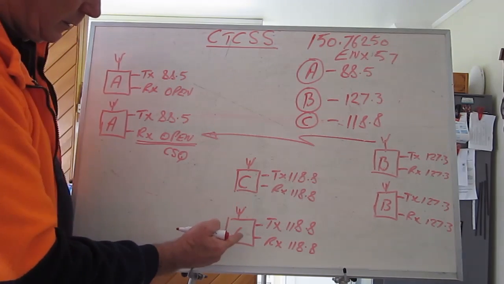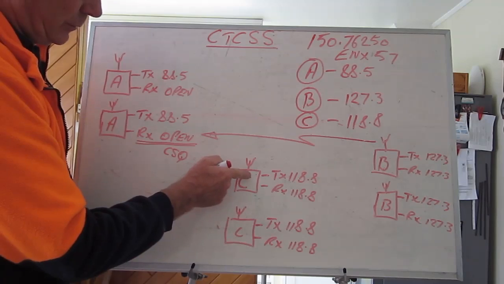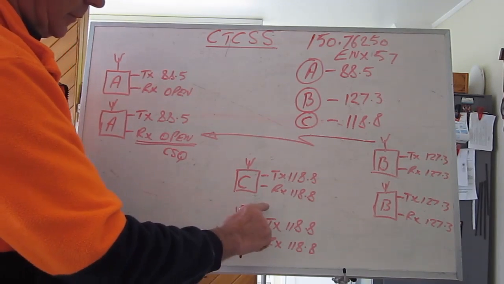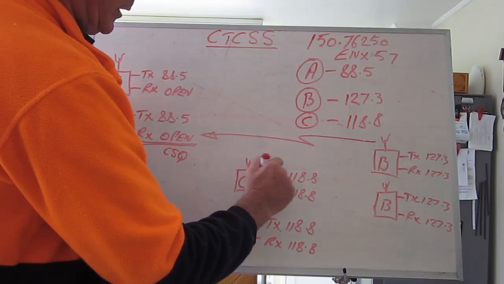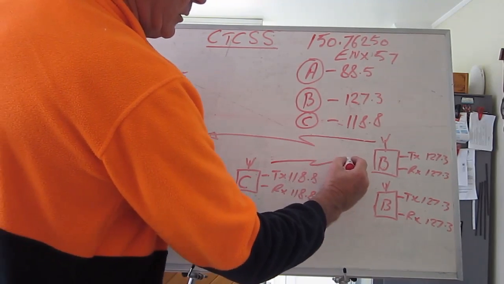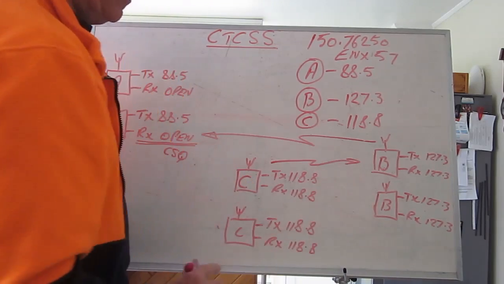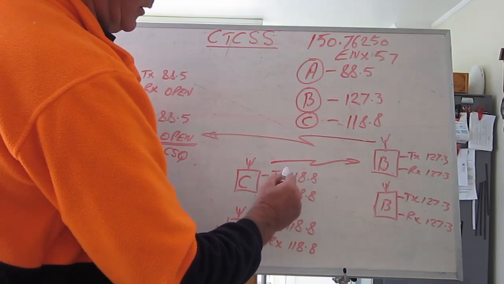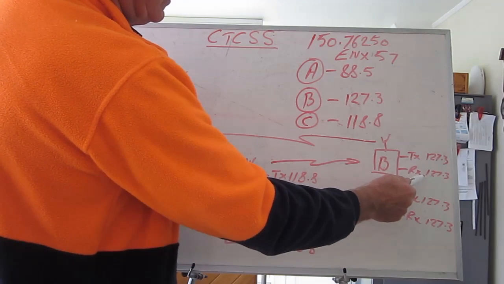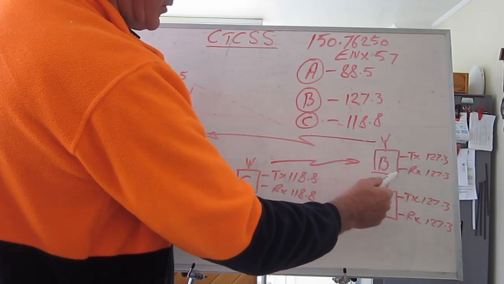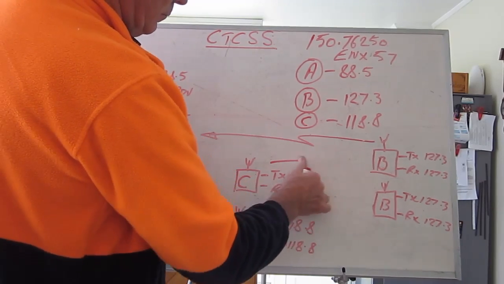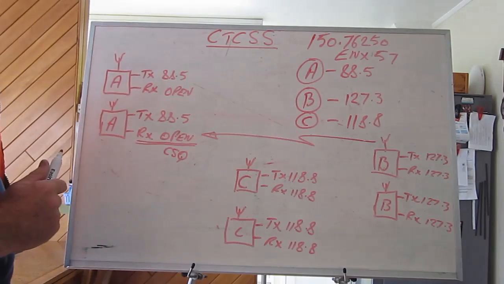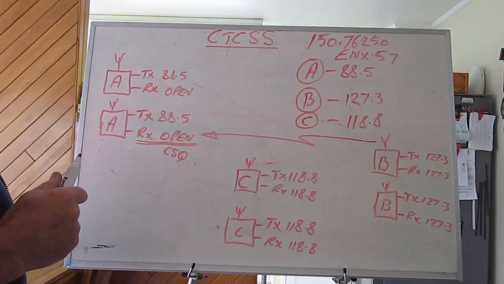Okay, so Company C are able to talk among themselves quite happily. Company C, when they transmitted in that direction, didn't provide any interference whatsoever to Company B, because the CTCSS tone that they were transmitting in this direction had no effect whatsoever on these receivers. So not a problem. Company B and Company C were able to use the same frequency in exactly the same physical space.